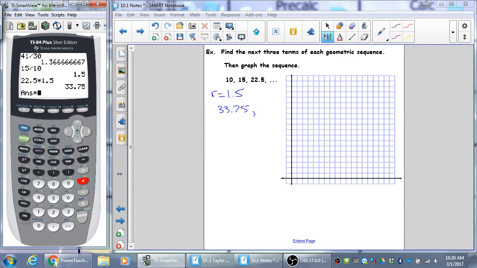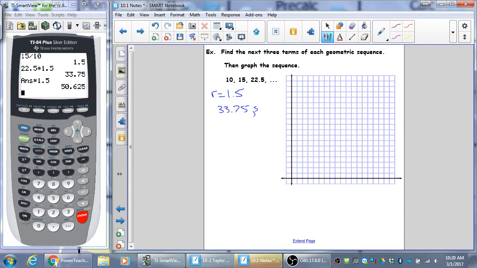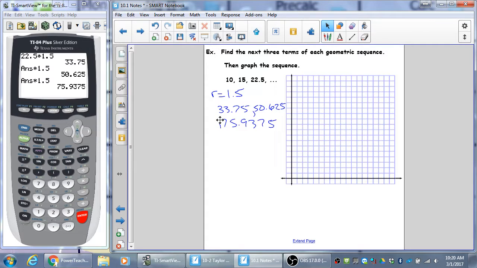And then we can just hit times 1.5. So 50 and some change, 50.625. And then one more, times 1.5. 75.9375. So we're going to graph this. We're going to do the same thing. We need an x and a y. So 1, 2, 3, 4, 5. Those are the x's. And then we'll make the y's the values. But we have to go all the way up to 75.